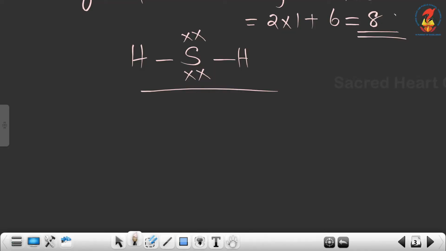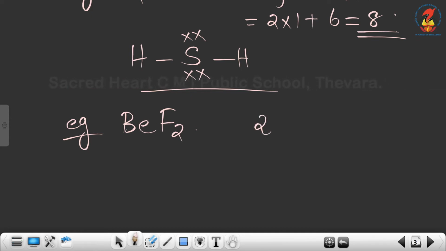BeF2, beryllium fluoride, BeF2. Let's calculate the total number of electrons. Beryllium is in second group, so valence electron is 2 plus 2 fluorine atoms into 7. Total number of valence electrons in fluorine is 7. 7 2s are 14, 15, 16. So total we have 16 electrons.